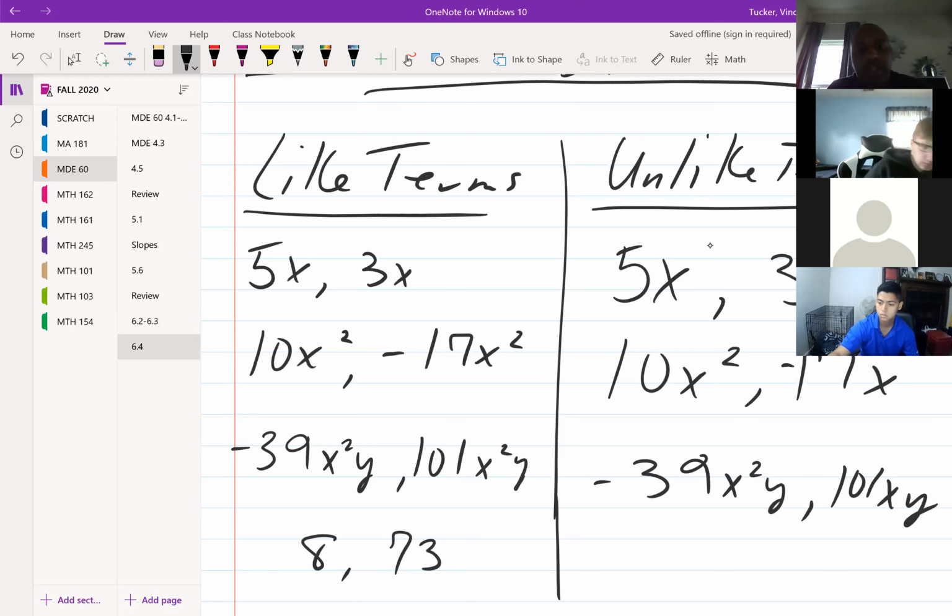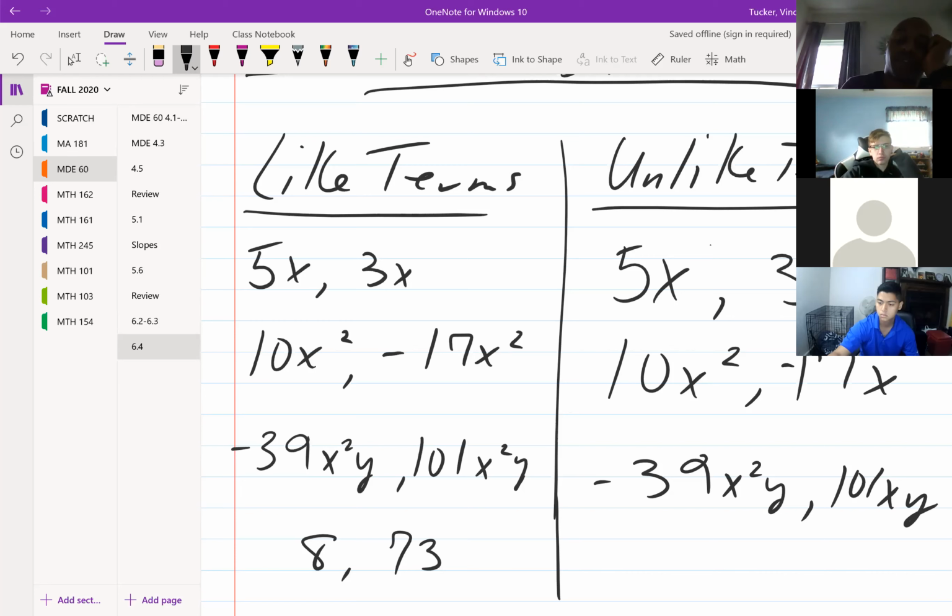So 5x and 3x, 10x squared, negative 17x squared, 39x squared y, 101x squared y, and even the numbers we're normally used to dealing with, 8 and 73. Terms or numbers without variables at all are like terms.